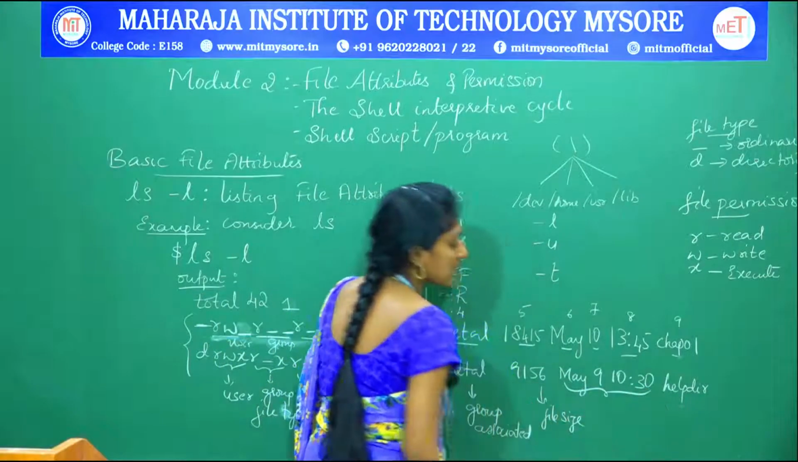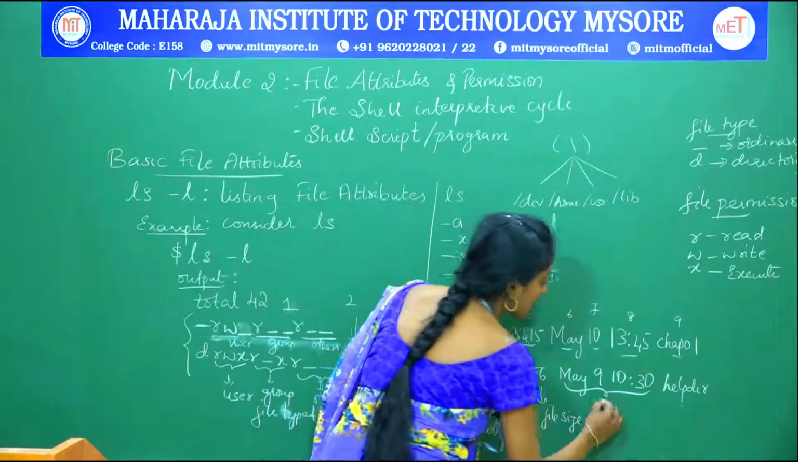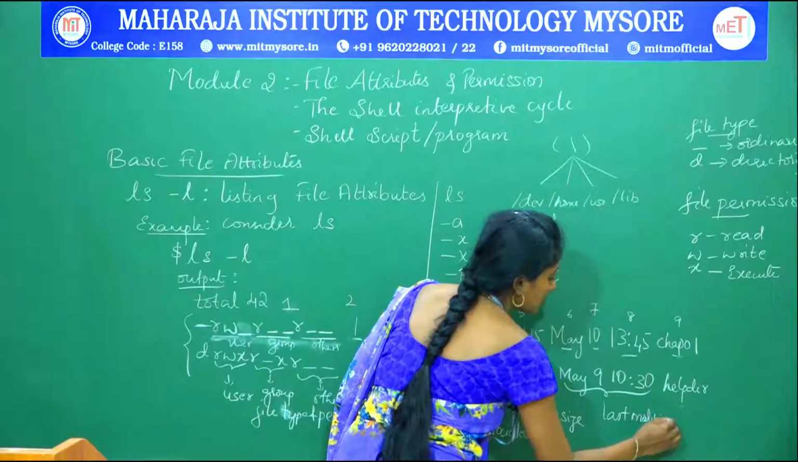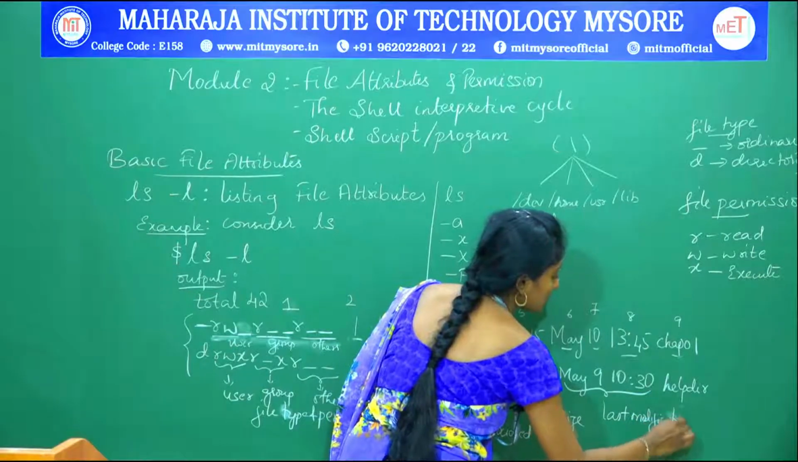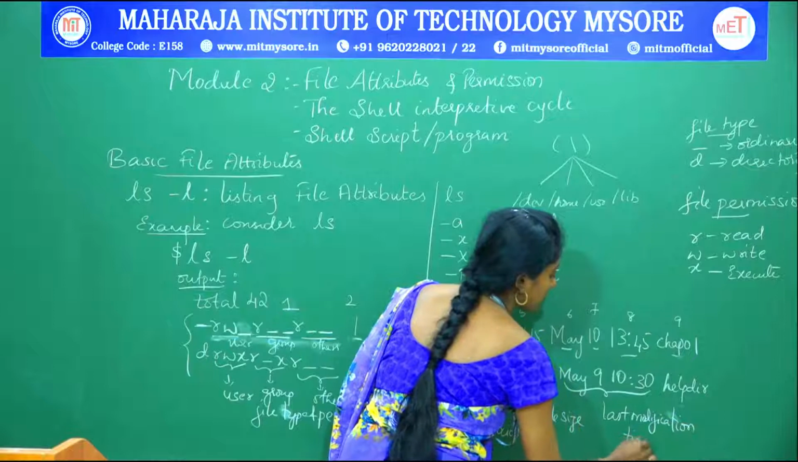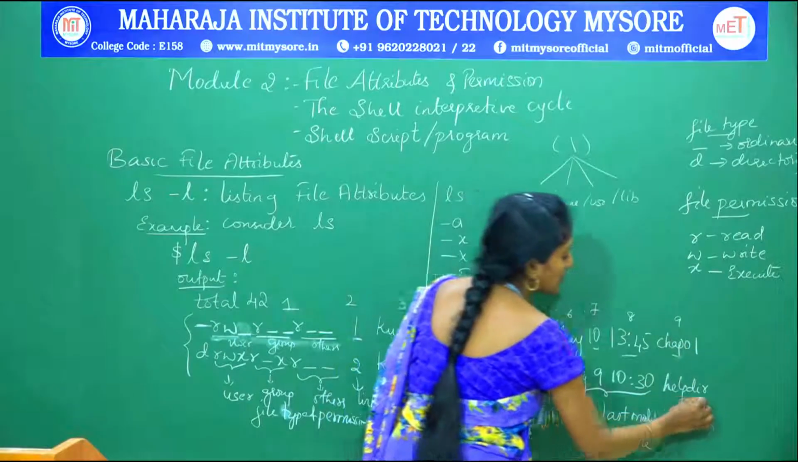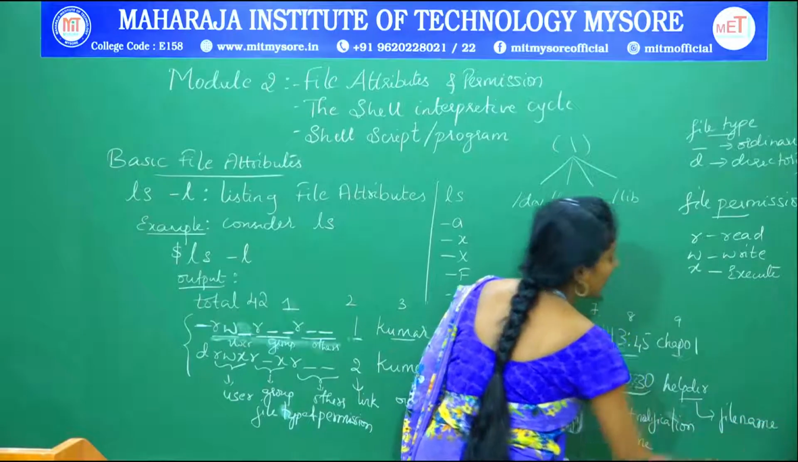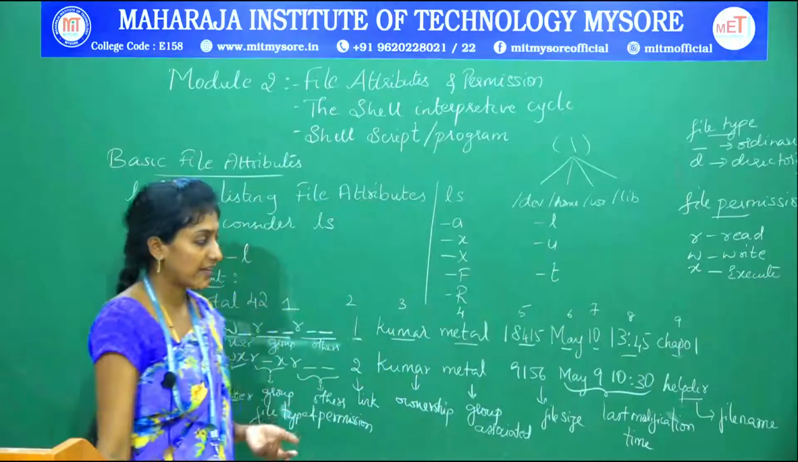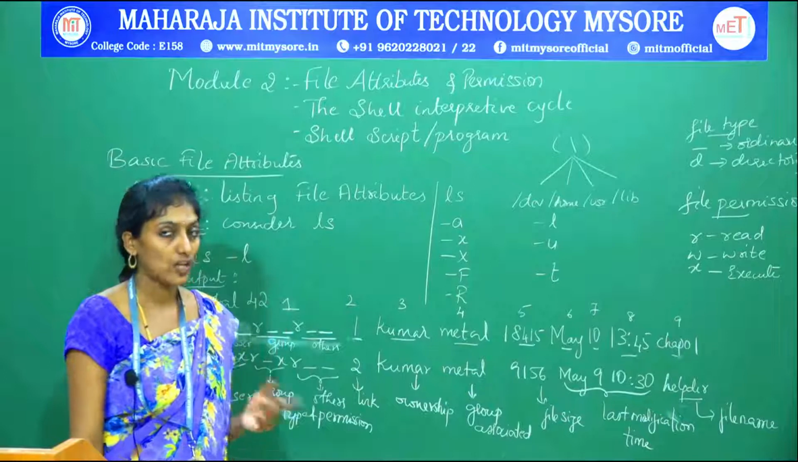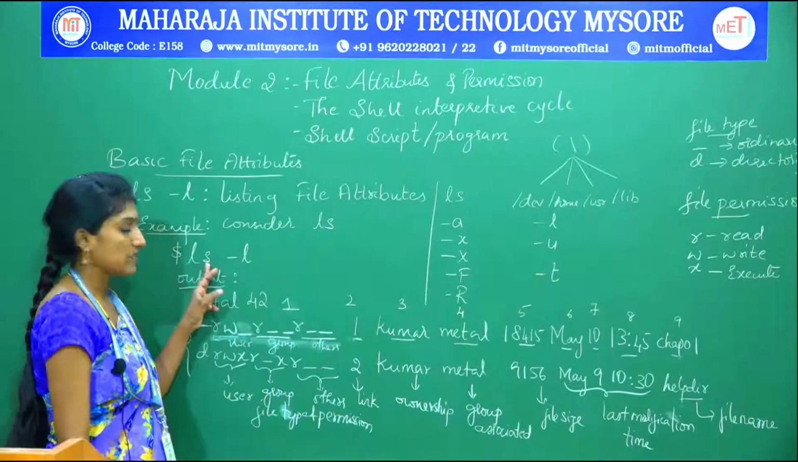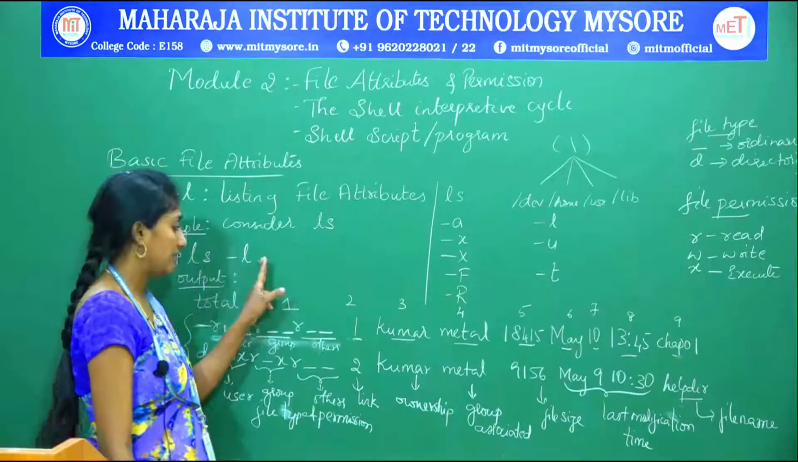The 6th, 7th and 8th columns represent the last modification time, and the last column represents the file name, and that file name might be a directory file or it might be a normal ordinary file. So these are the 7 categories of output which will be displayed if you execute ls -l.